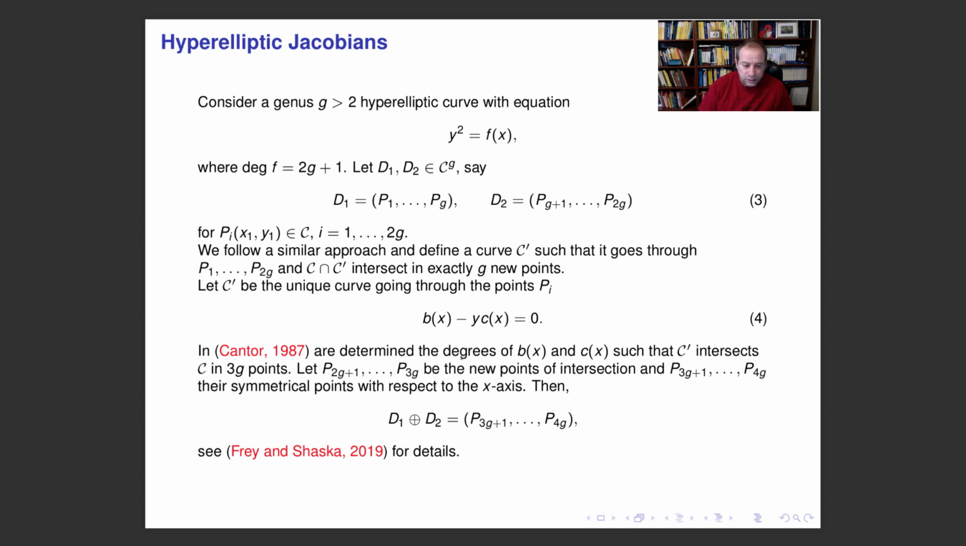Now these are the new g points, and you do the same trick. For these new g points, you take the symmetrical points with respect to the x-axis, and you get another set of g points. Here I'm calling them 3g plus 1 to 4g. This new set of g points determines the addition divisor, the sum of d1 and d2.